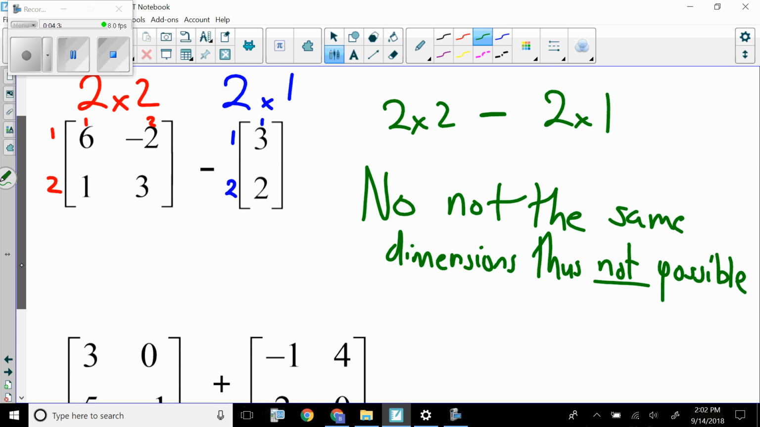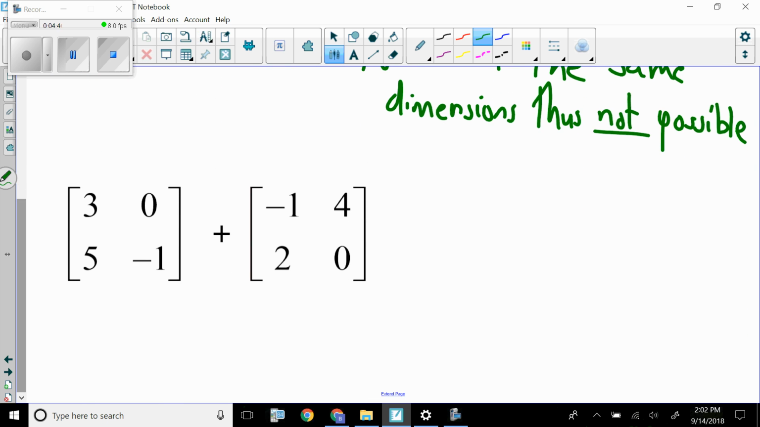Okay, let's try this one. Again, you have to pause the video and copy it down first. Now that you've copied down the problem, let's see if we can add it. I always will write the dimensions. This is a 2 by 2. This is a 2 by 2. They do match, so I am allowed to add them.